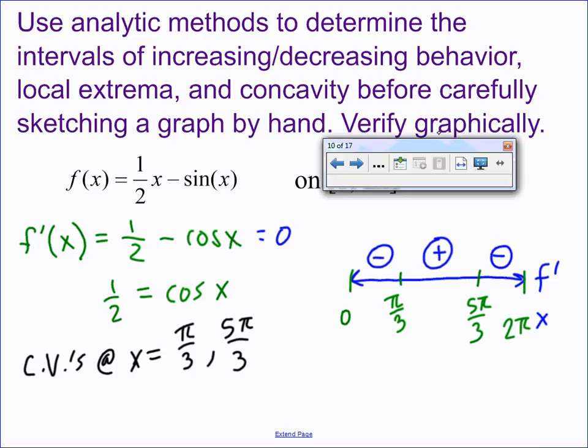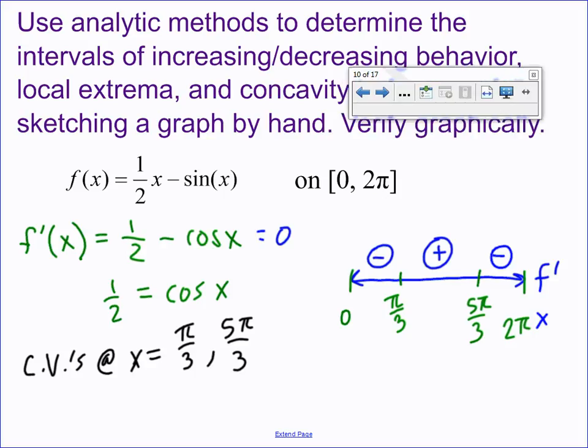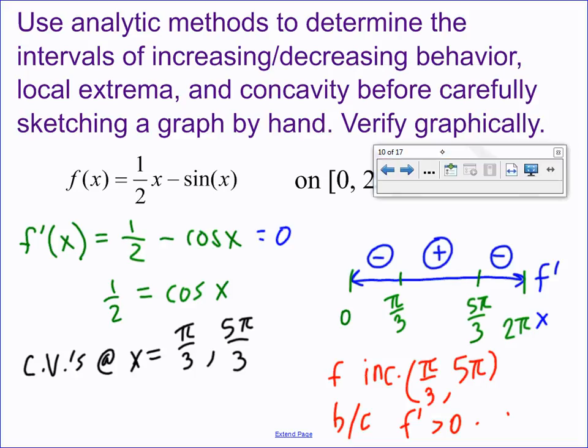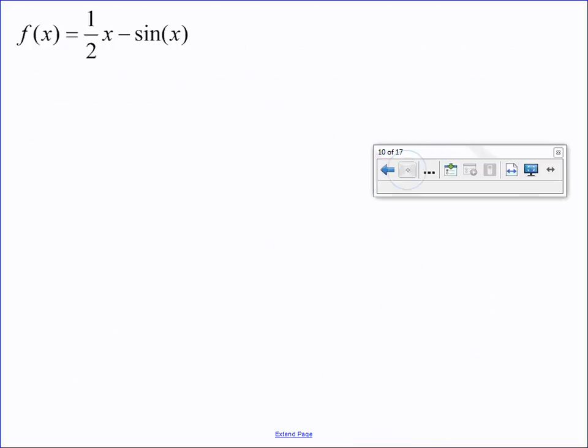Hey, we can do our increasing decreasing just like before. So we know f is increasing on pi over 3 to 5 pi over 3 because f prime is positive. Dot dot dot equals a decreasing dot dot dot. And concavity. So now we're going to differentiate our original f prime to get f double prime.